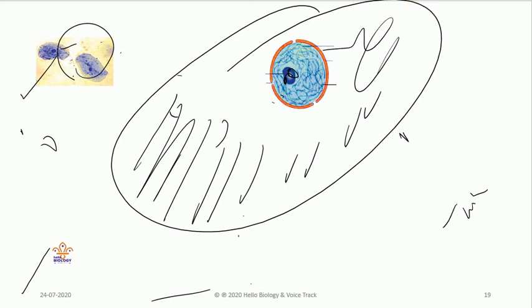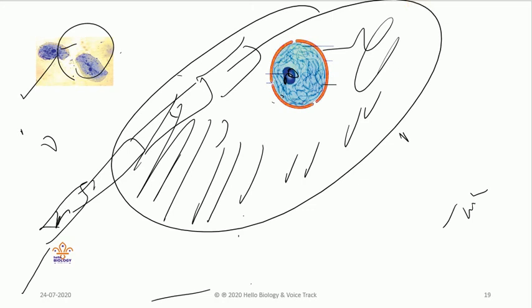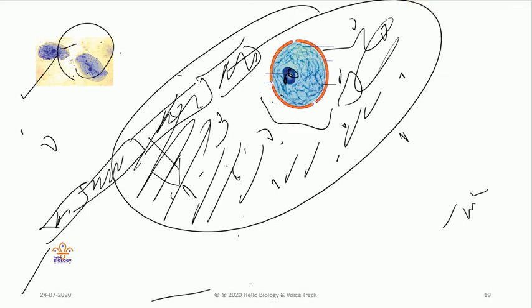When we look at the temporary mount of an onion peel, from the experiments you did last year in 8th class, you will see the jelly-like substance inside, and the organelles present in it, like the Golgi complex and endoplasmic reticulum. These are embedded in the jelly-like substance. That is called what? Cytoplasm.